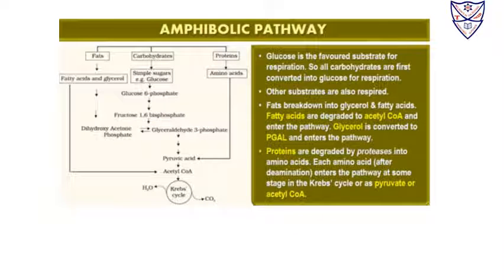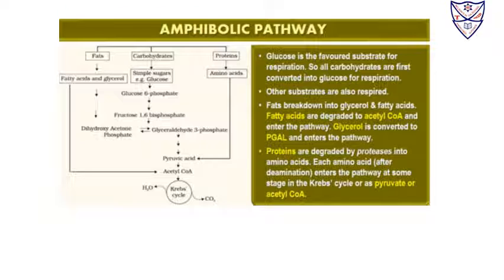Now let us learn about the amphibolic pathway. Glucose is the favored substrate for respiration. So all carbohydrates are first converted into glucose for respiration. Other substrates are also respired. Fats are broken down into fatty acids and glycerol. Fatty acids are degraded to acetyl-CoA and they enter the pathway. Glycerol is converted into PGAL and then it enters the pathway.